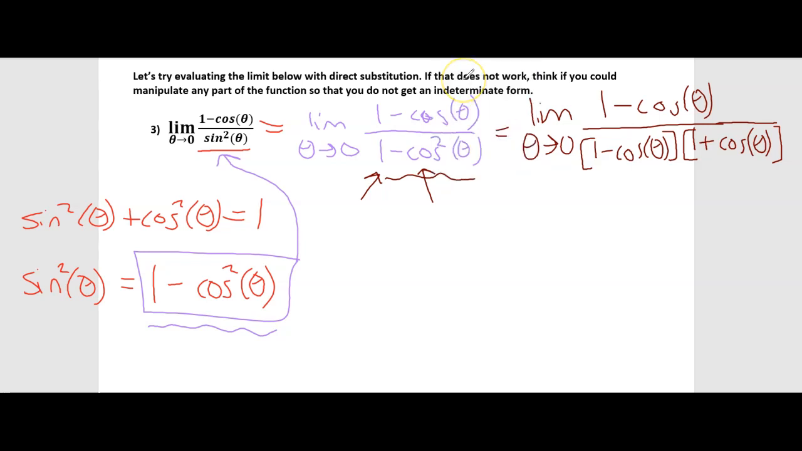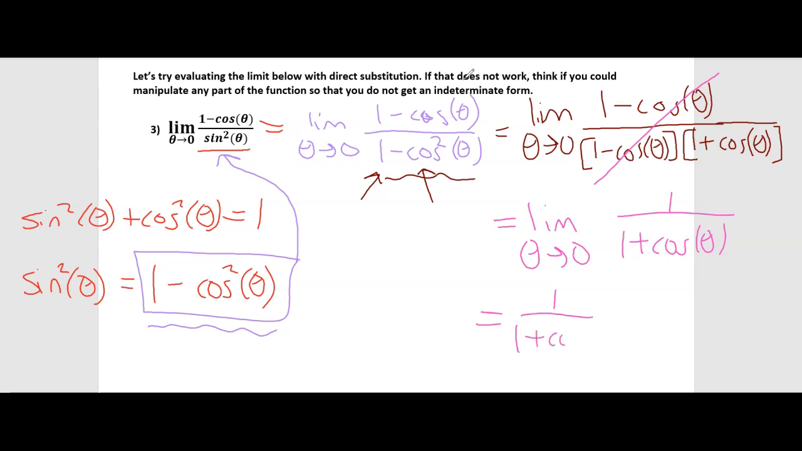Now we have a chance to simplify, right? I have a common factor in my numerator and my denominator. So I'm going to be left with 1 in my numerator and 1 plus cosine of theta in my denominator. Now I can try direct substitution again. And if I substitute in 0 for my theta, I get 1 over 1 plus cosine of 0, which is equal to 1 over 1 plus 1, which is equal to 1/2.